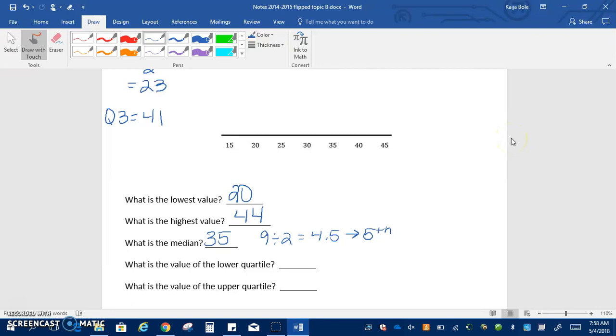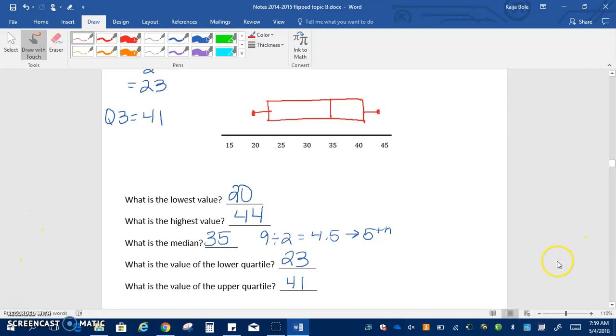So fill that in. Lower quartile, 23. Upper quartile, 41. So now we just need to fill in our box plot. So I'm going to start with the median, which was 35. Our lower quartile was 23, so about there. And our upper quartile was 41. So here is the box part. Now we need to do our min and our max. So our lowest value was 20. Connect that in. And our maximum was 44. Connect that in, and there is our box plot.